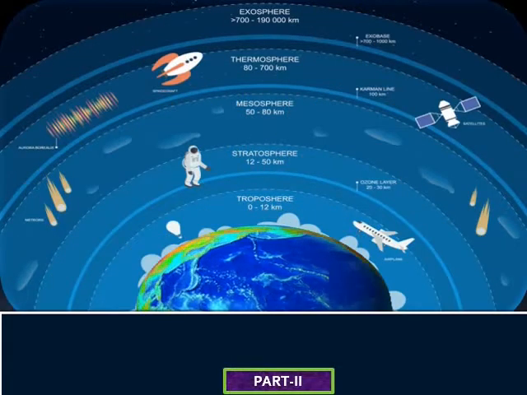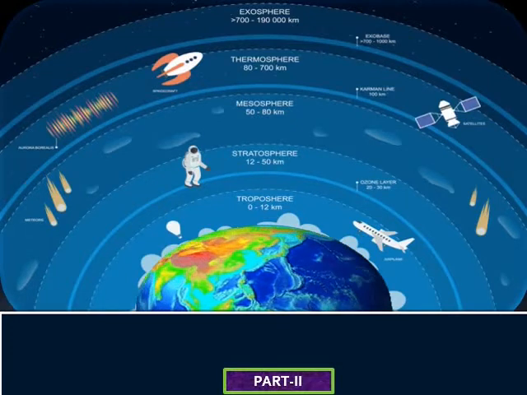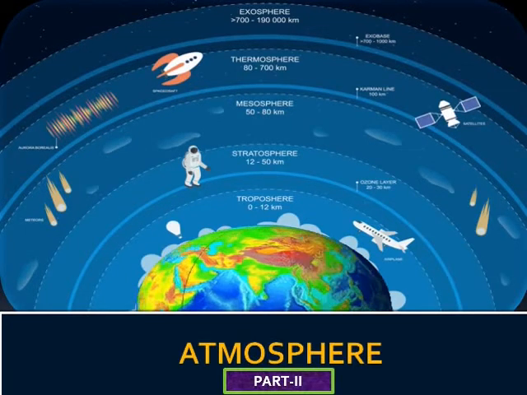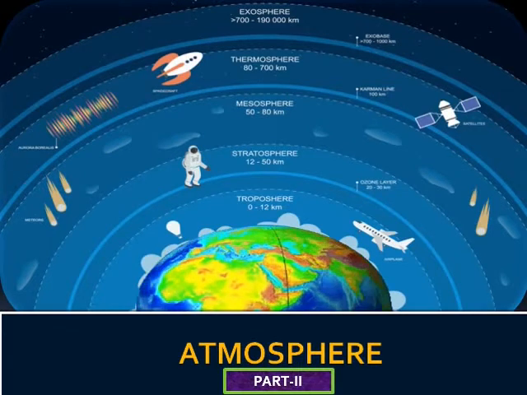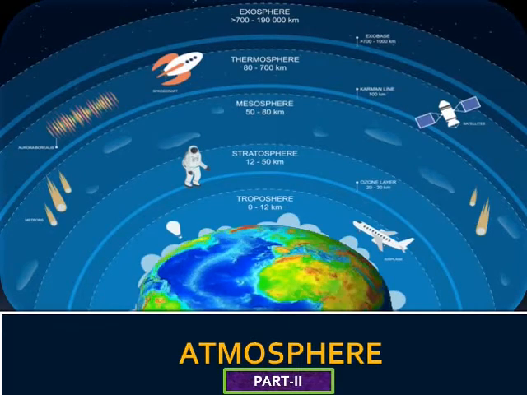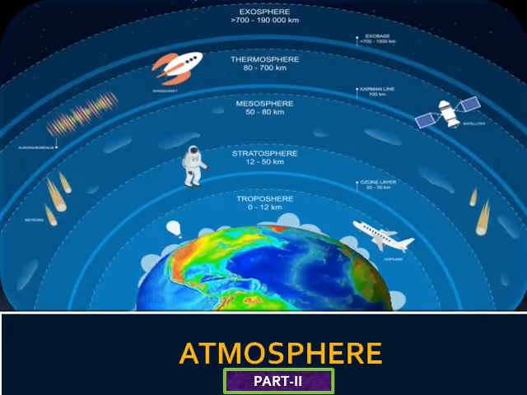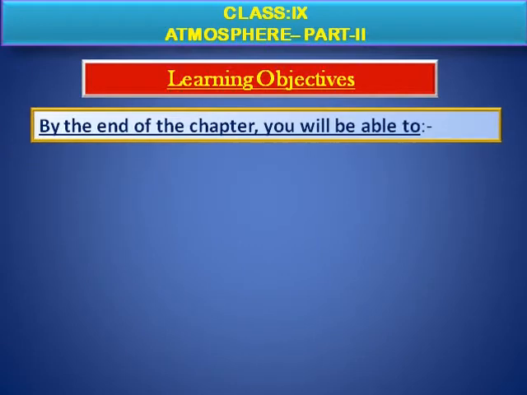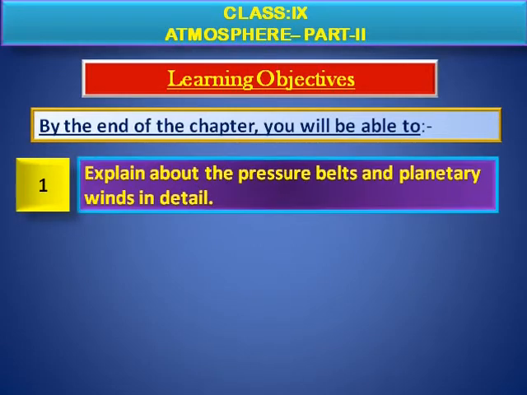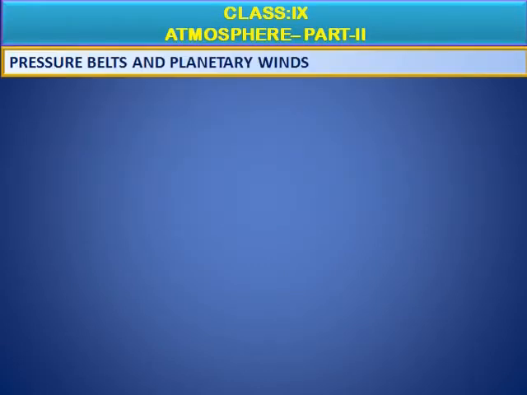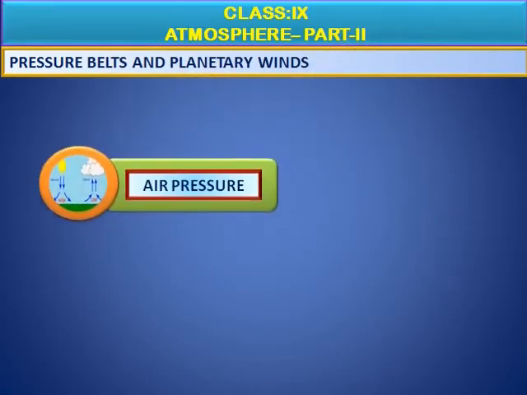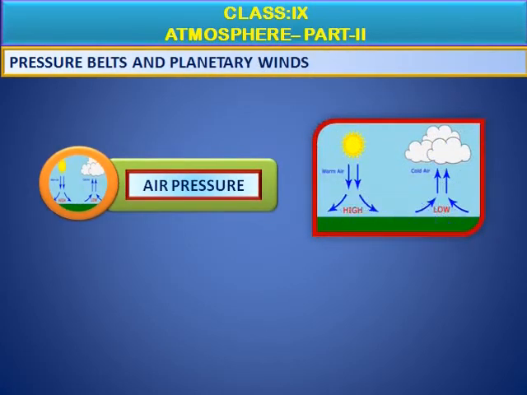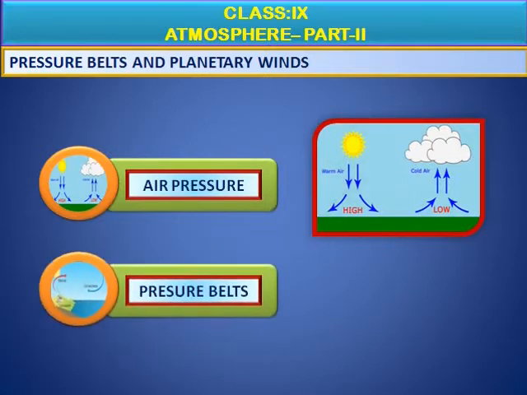Welcome to the chapter Atmosphere, Part 2. In the earlier class, we learned the introduction of atmosphere and described the structure of atmosphere. Learning objectives of this part: by the end of the chapter, you will be able to explain the pressure belts and planetary winds in detail. My dear children, we are going to learn pressure belts and planetary winds in detail.